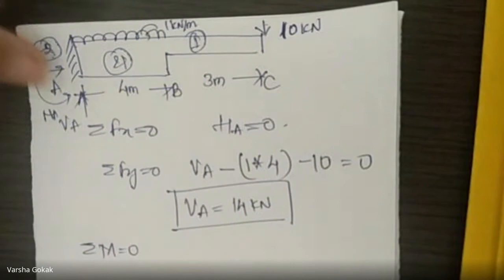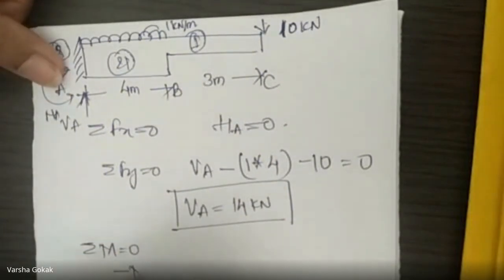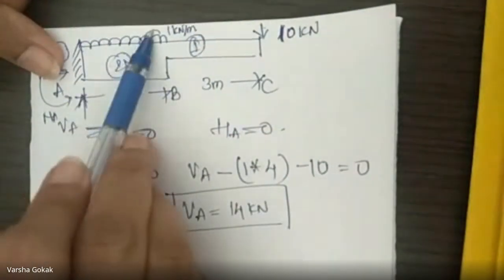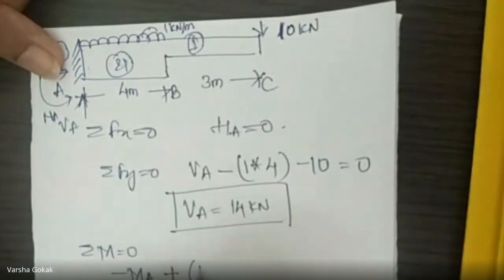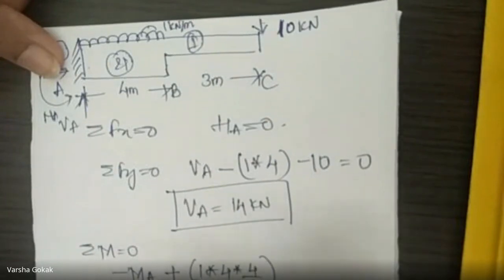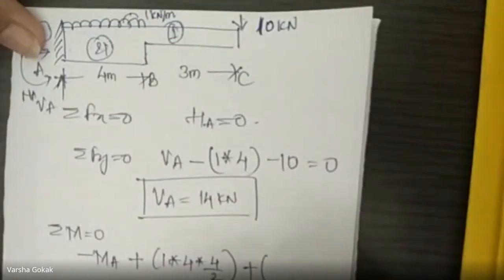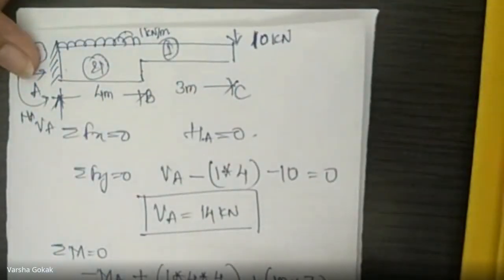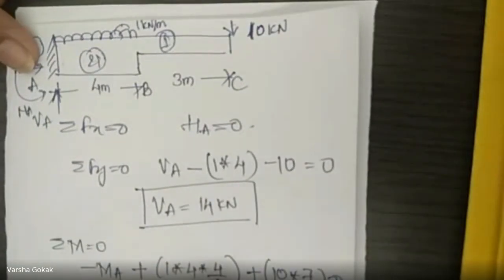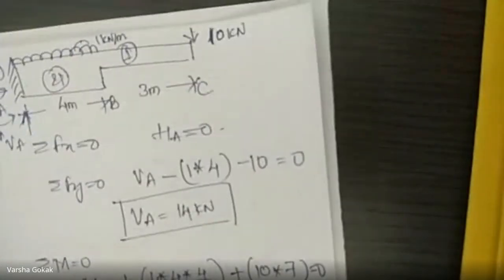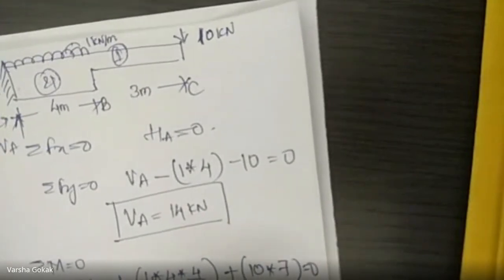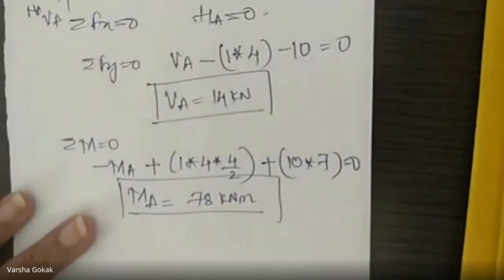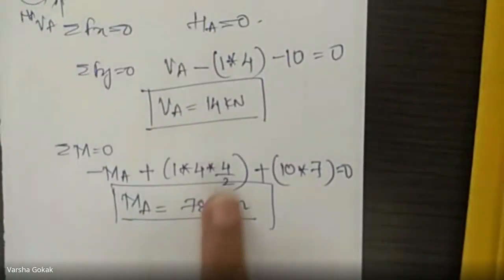Then summation M equal to 0. Taking the moments now, minus MA, plus 1 into 4 into 4 by 2, plus 10 into the total distance, that is 7, 10 into 7, equal to 0. So what is the value of MA? It is 1 into 4 into 2, that is 8, plus 70, 78 kilonewton meter. Correct? Right?